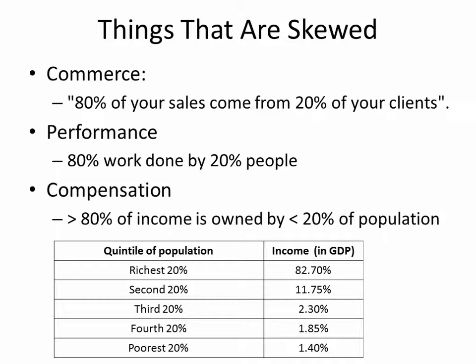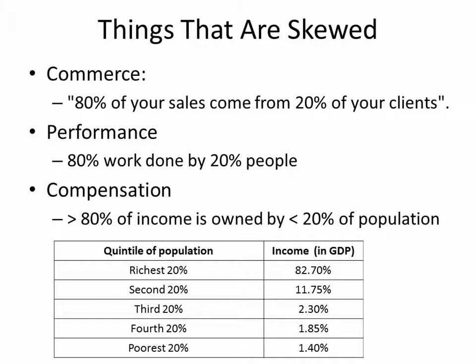It's not uniform. Not all your clients give you the same amount of business. As a general rule, 80% of the work's done by 20% of the workers. And this is definitely true. Most of the income is held by a very small portion of people. But this is not because the world's unfair. It's just a law of nature. This is how things are.